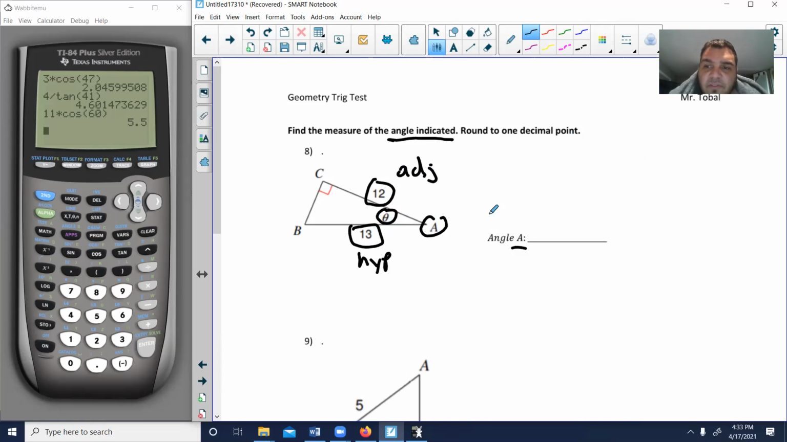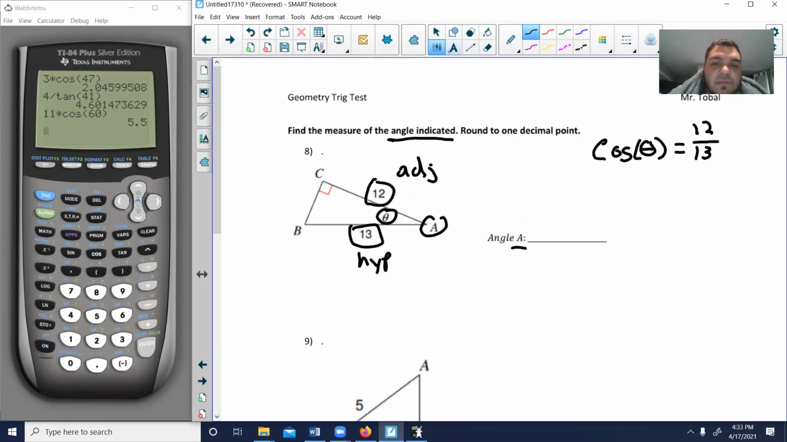Then I have to use SOHCAHTOA. You should have written this down somewhere already. So SOHCAHTOA, which one uses adjacent and hypotenuse? Good job. That is CAH. So we're going to use cosine. I don't know what this is, so I'm going to leave it as theta. Theta is like a variable just like x. Adjacent over hypotenuse, so 12 over 13.